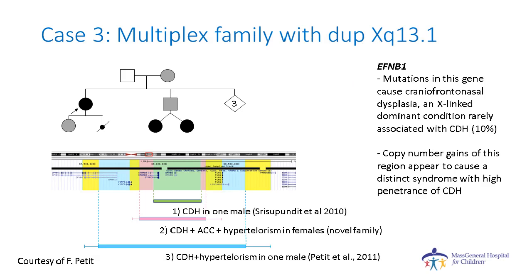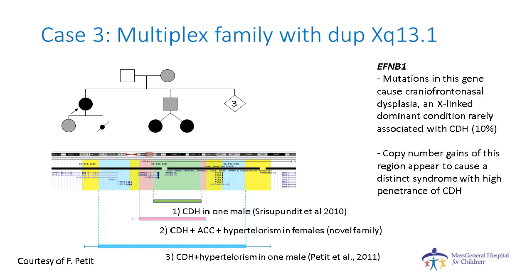In the next example I'm going to tell you about, this is a multiplex family, so you can see a pedigree here. This family was studied by microarray, and the individuals in black are affected individuals with CDH and also agenesis of the corpus callosum. Individuals in this family were shown to have what looked like a duplication at chromosome Xq13.1. This region includes really one candidate gene of interest, which is EFNB1, otherwise known as EphrinB1.